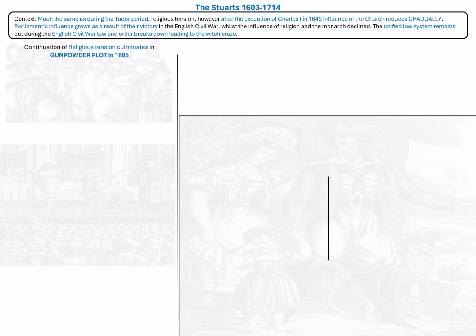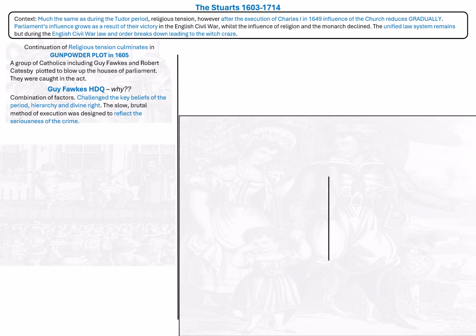What you see is the continuation of religious tension culminating in the Gunpowder Plot in 1605. A group of Catholics, including Guy Fawkes and Robert Catesby, plotted to blow up the Houses of Parliament, however were caught in the act. Therefore, the plotters were hanged, drawn and quartered. Due to a combination of factors, they challenged the key beliefs of the period, hierarchy and divine right. In addition to that, the slow, brutal method of their execution was designed to reflect the seriousness of the crime, in order for it to be a deterrent to stop other people challenging the authority of the monarch.